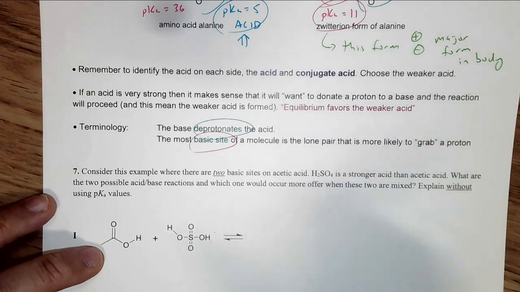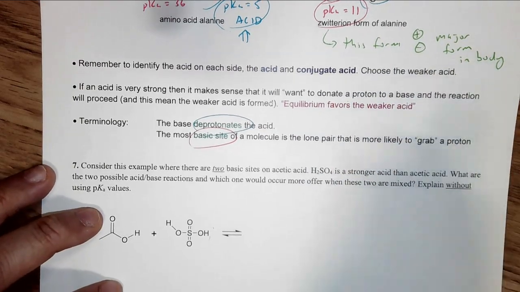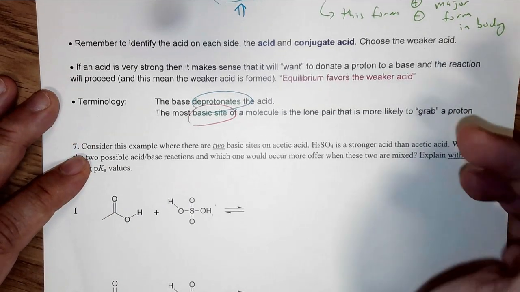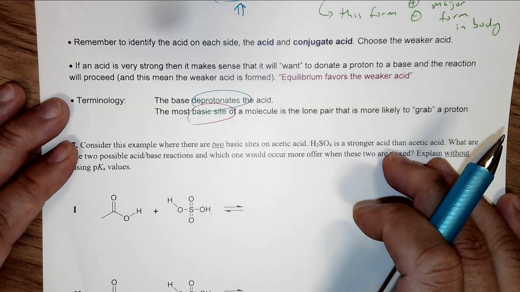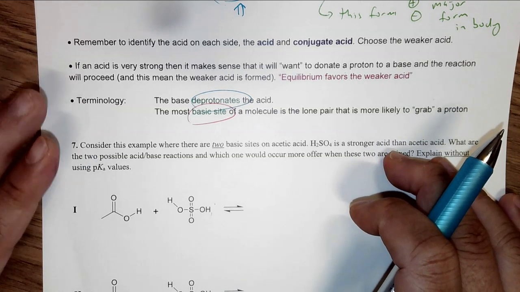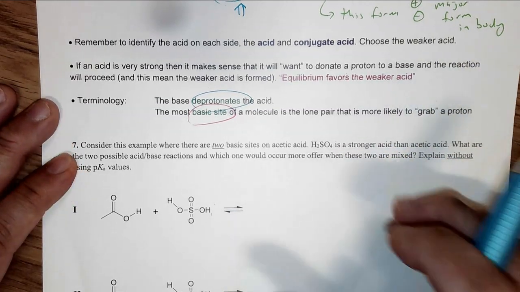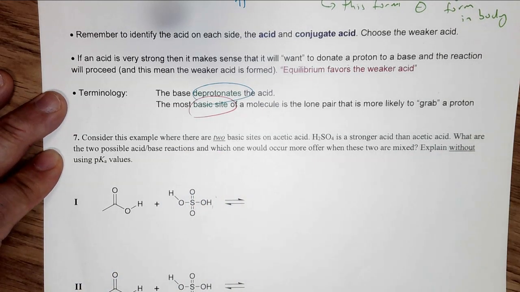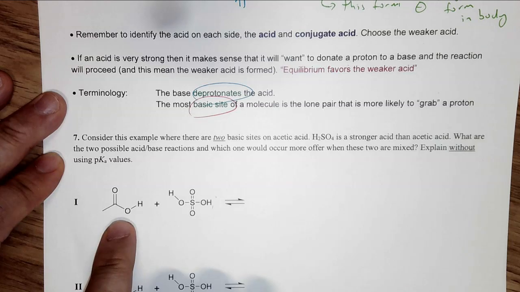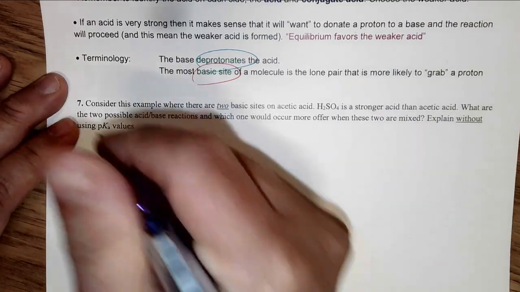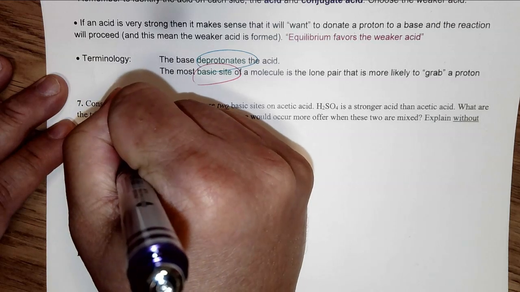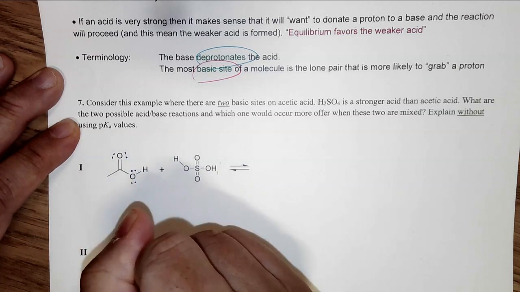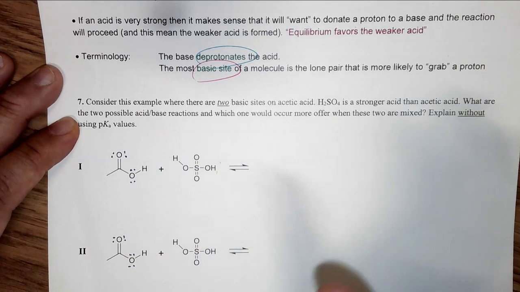Okay, let us pull together everything we've learned about acid-base and pull in some resonance. So this is a good test whether you understood concepts from different classes. Class 10 was resonance, class 15 was acid-base. Consider this example where there are two basic sites on acetic acid. And so this is acetic acid, and when I say basic sites, which atoms can grab a proton? It could be that oxygen, or it could be this oxygen. And I have the same molecule down here, and I'm going to show you the two different situations.